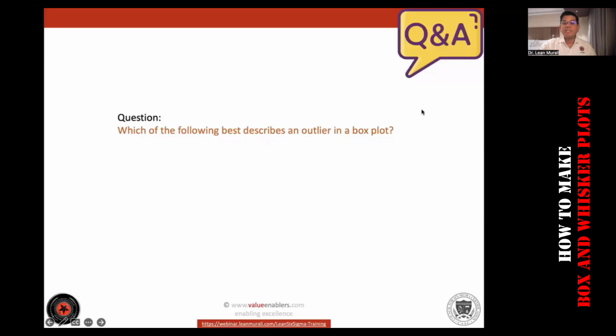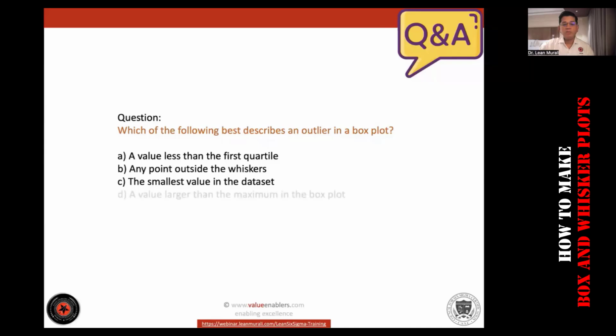Which of the following best describes an outlier in the box plot? A value less than the first quartile, any point outside the whiskers, the smallest value in the data set, or the value larger than the maximum in the box plot. Let's see the answers. Any point outside the whiskers. Whisker ends and outlier starts, after that, beyond the whisker.